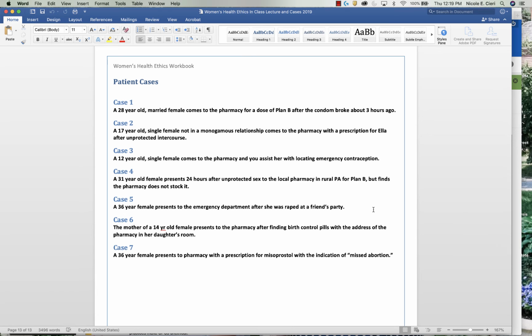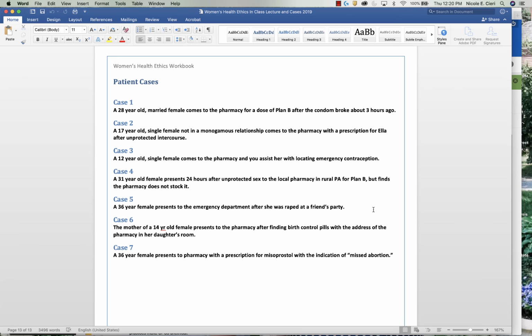Case 4, a 31-year-old presents after unprotected intercourse at a local pharmacy in a rural location for Plan B, but finds that the pharmacy does not stock it. So perhaps the pharmacist at this pharmacy does not, maybe it's an independent pharmacy, maybe they don't agree with it. What type of provision should we be making for this patient so that we're not considered abandoning or neglecting the patient?